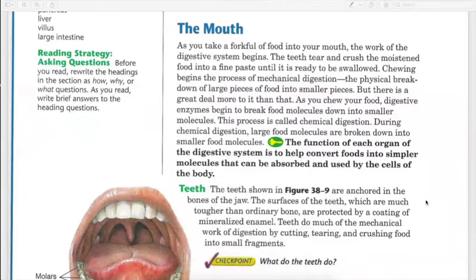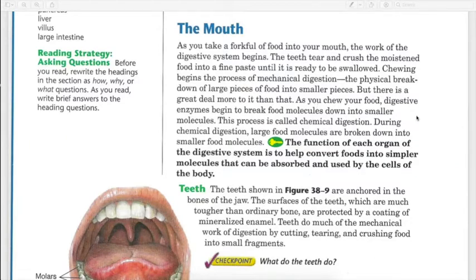All right, the mouth. As you take a forkful of food into your mouth, the work of the digestive system begins. The teeth tear and crush the moistened food into a fine paste until it's ready to be swallowed. Chewing begins the process of mechanical digestion, the physical breakdown of large pieces of food into smaller pieces. Remember that, guys, it's going to come up. Mechanical digestion, like movement. You are moving your teeth to crush things. But there is a great deal more to it than that.